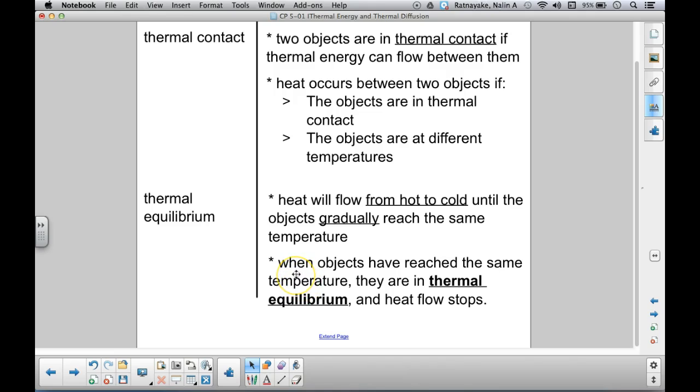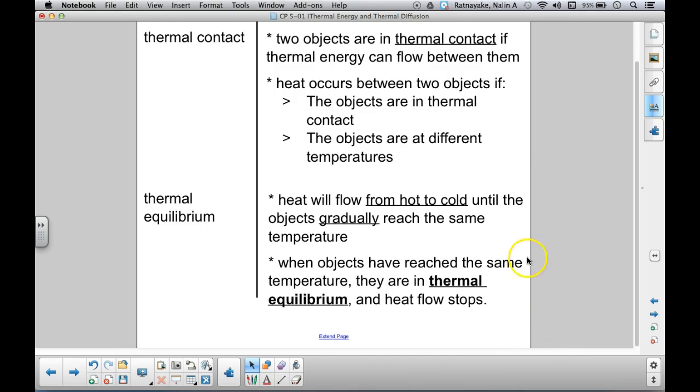And the next point is a follow-on to that point. When objects have reached the same temperature, they are now in thermal equilibrium, and heat flow stops. So there's no more heat flow. And this kind of makes sense because before we said that objects have to be at different temperatures in order for heat flow to happen.